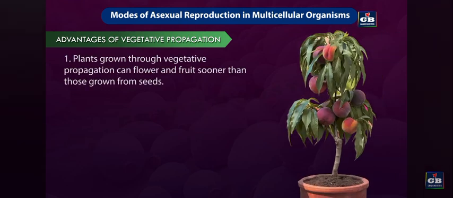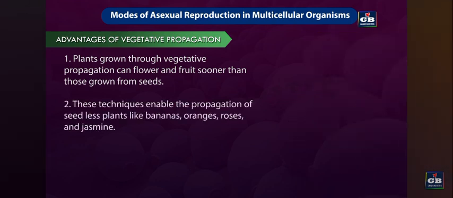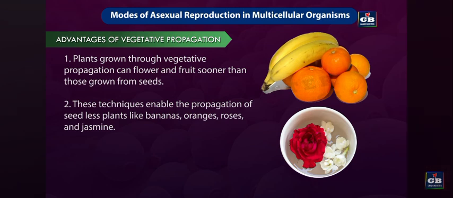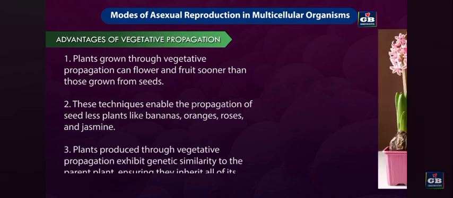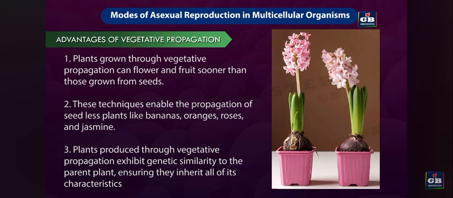Plants grown through vegetative propagation can flower and fruit sooner than those grown from the seeds. 2. These techniques enable the propagation of seedless plants like bananas, oranges, roses, and jasmine. 3. Plants produced through vegetative propagation exhibit genetic similarity to their parent plant, ensuring they inherit all of its characteristics.